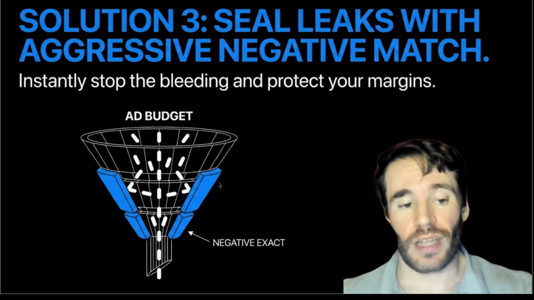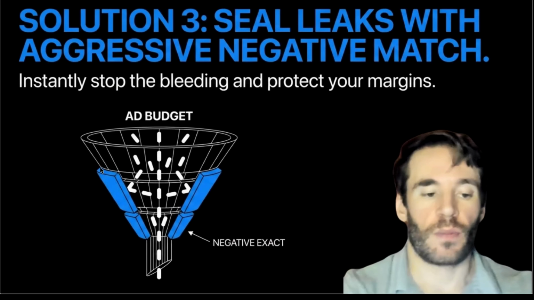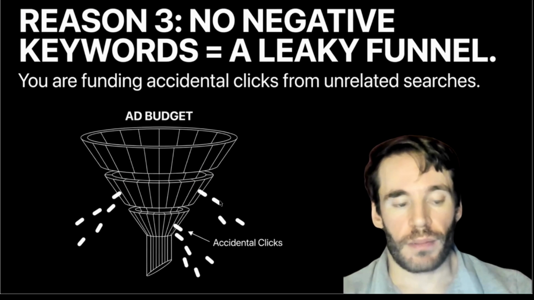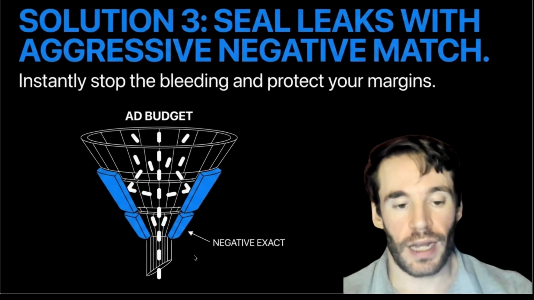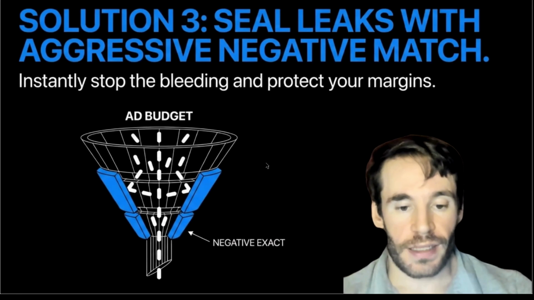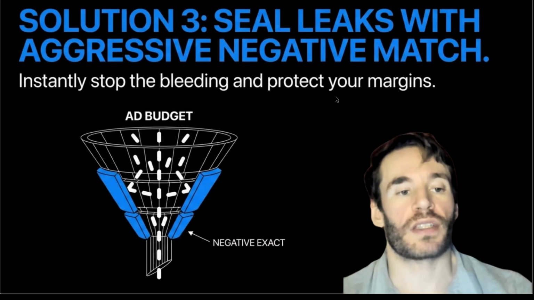The negative keywords are these blue things, blocking your funnel from leaking, because before, it was leaking, and the search terms, the best search terms, were sucking away your budget. In this way, you can block with negative targets, negative exact, negative ASINs, negative keywords, etc. You can block the waste.